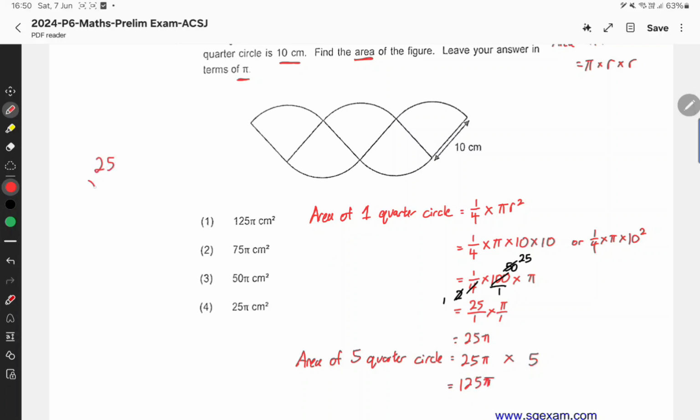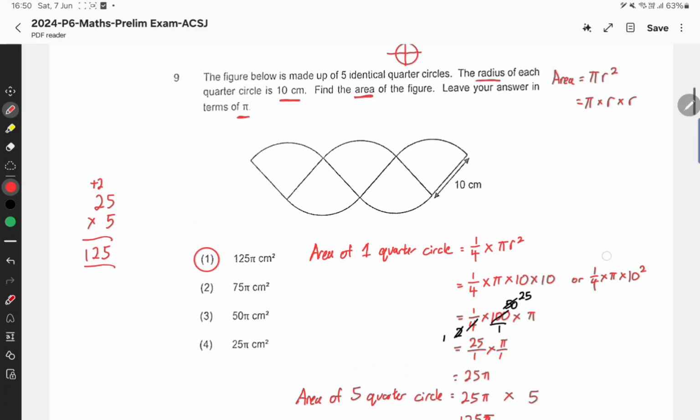Basically, you just do 25 times 5. Ignoring the pi, because you treat pi like algebra. So 5 times 5 is 25. 5 times 2 is 10. 10 plus 2 is 12. So 125 pi. Therefore, your answer to this question is option 1.